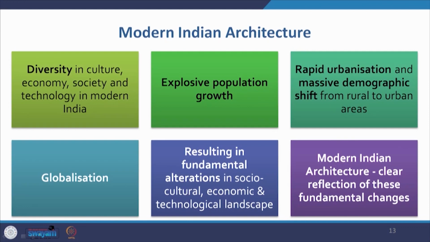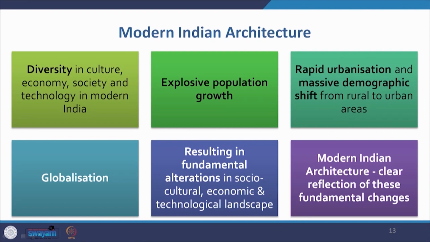Now, modern Indian architecture per se is influenced by the diversity of our culture, economy, society and technology in modern India. There is also explosive population growth. There is rapid urbanization with a massive demographic shift from rural to urban areas. There is, of course, the big factor of globalization on top of it all, and this is all resulting in fundamental alterations in the socio-cultural, economic and technological landscape, and thus modern Indian architecture is a clear reflection of these fundamental changes.